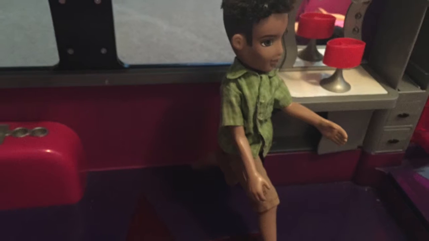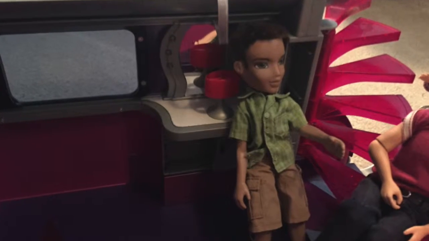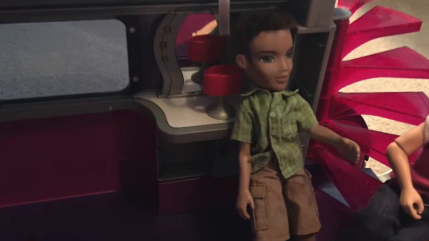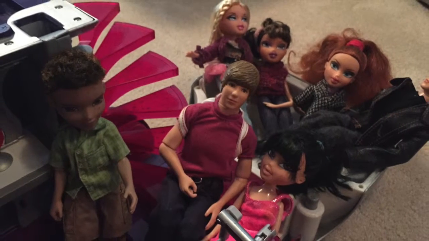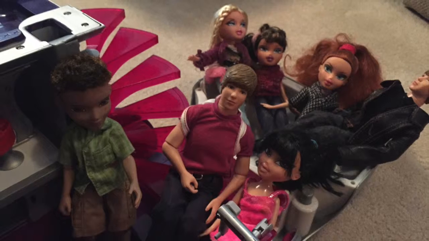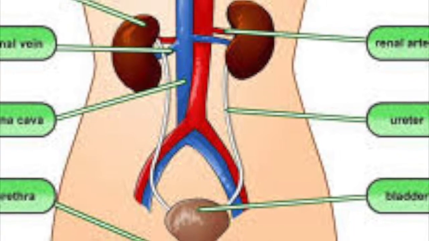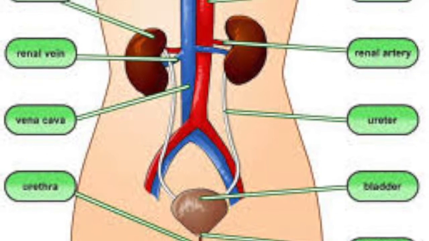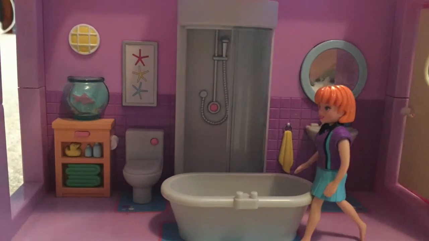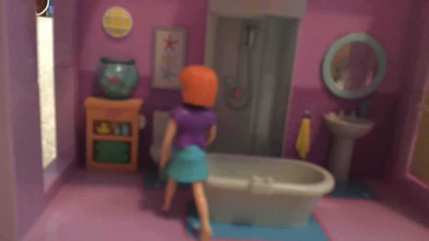Hello students, today we are going through the esophagus into the stomach and then into the small intestine and large intestine where we will be absorbed through the bloodstream and into the kidneys. To begin, we're going to learn a little bit about the excretory system. Excretion is the process of eliminating or expelling waste matter.